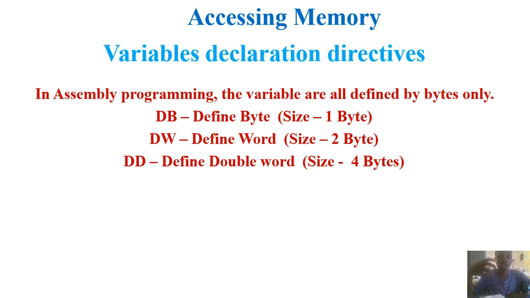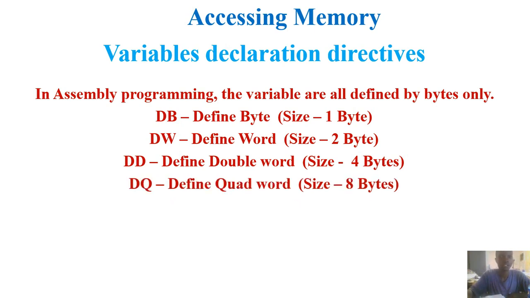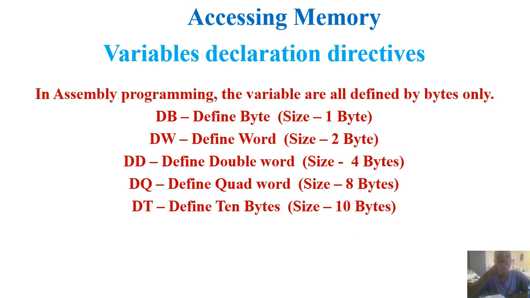I will try to go slowly so that you understand what I'm going to explain in this lecture. So that's it on DD. I think this is straightforward. DQ, define quad word, that's 8 bytes. DT, define 10 bytes, that's 10 bytes. So DB, DW, DD, DQ, and DT are the keywords, the directives, that we use. The text that is following here is telling you that DB is used to define a byte, DW is used to define a word, DD to define double word, DQ to define quad word, DT to define 10 bytes.